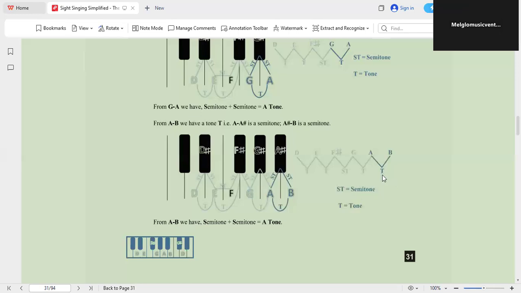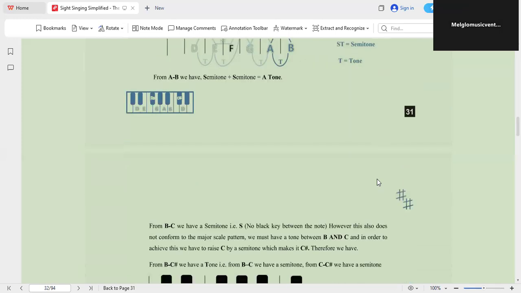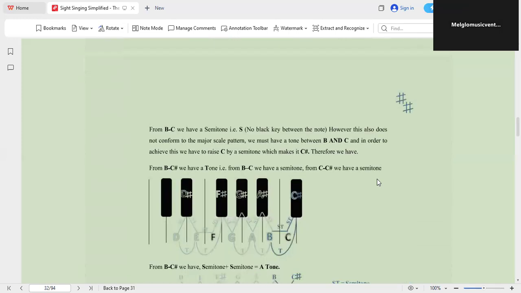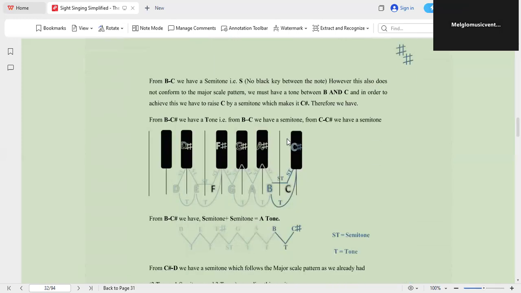Now, according to our major scale pattern of tone, tone, semitone, tone, tone, tone, semitone, what we need now between B and C is a tone. Naturally, we don't have any black key between B and C, and so between B and C is a semitone naturally. But what we need is a tone. So we have to raise this C to C sharp, just like we did for F sharp, to get our tone.